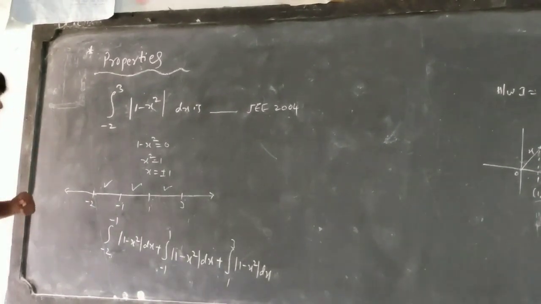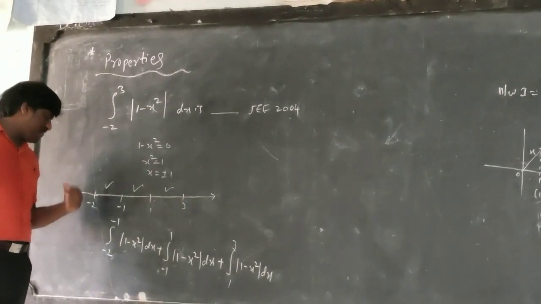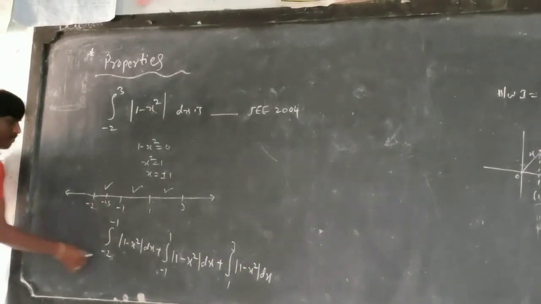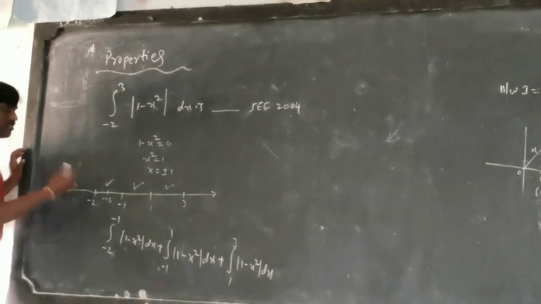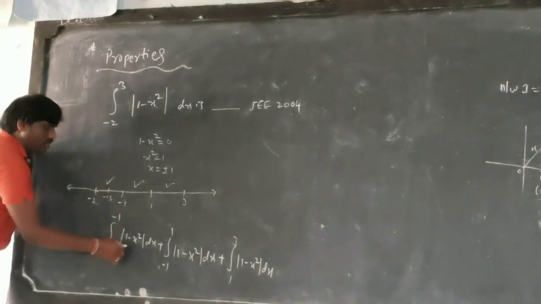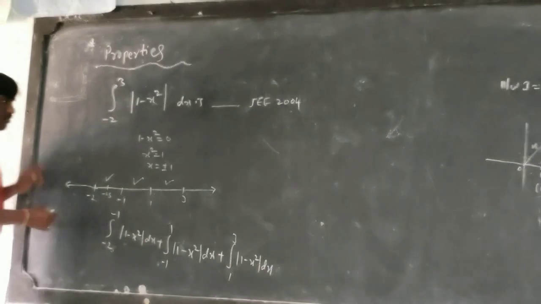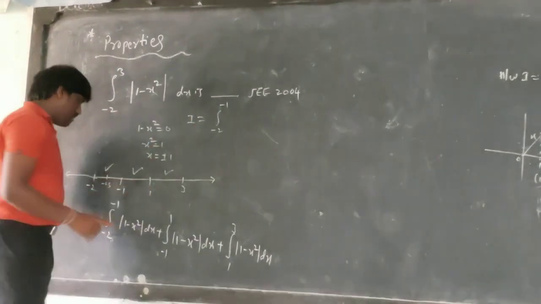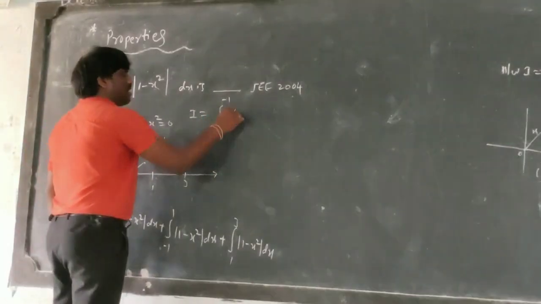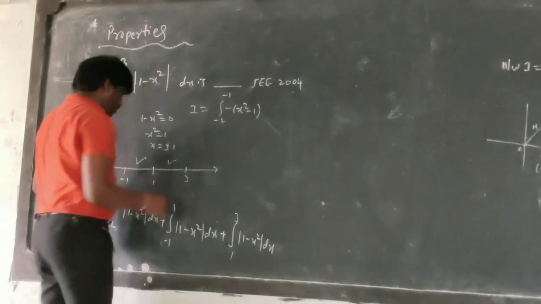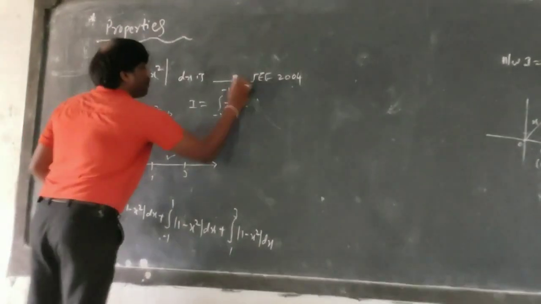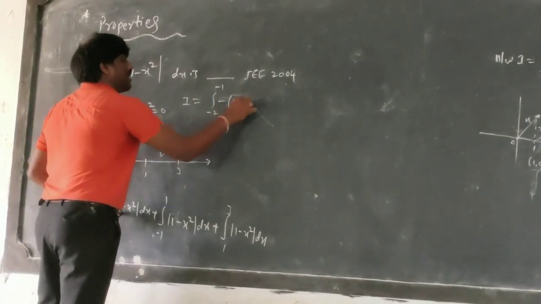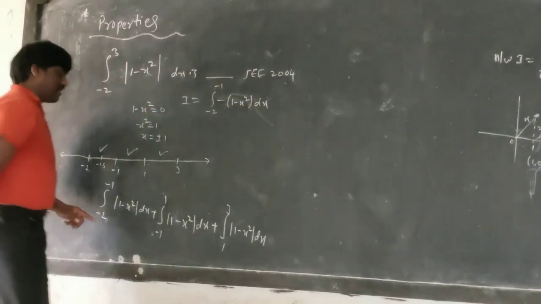So minus 2 to minus 1. Let us take minus 1.5 on the number line. Minus 1.5 square is a positive number, 1 minus this gives a negative. So this is opened with negative. So the integral from minus 2 to minus 1 is opened with minus: minus of 1 minus x square dx. This will be the answer for this one.